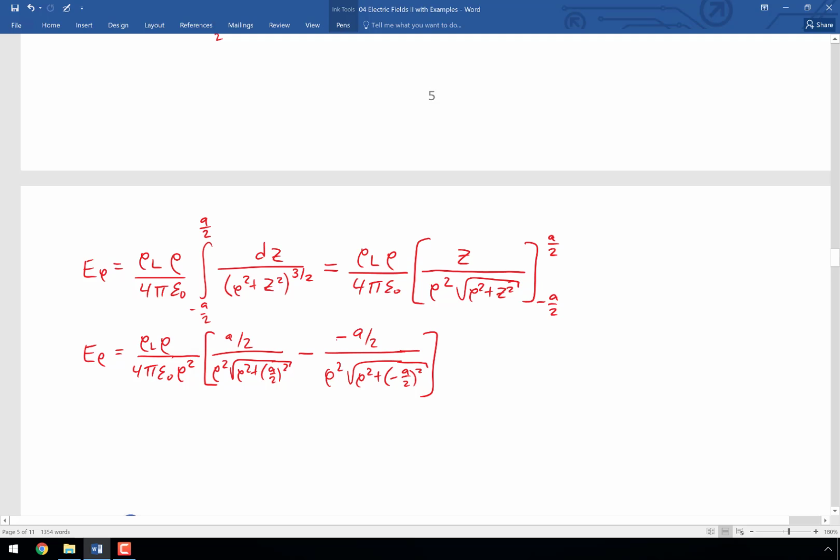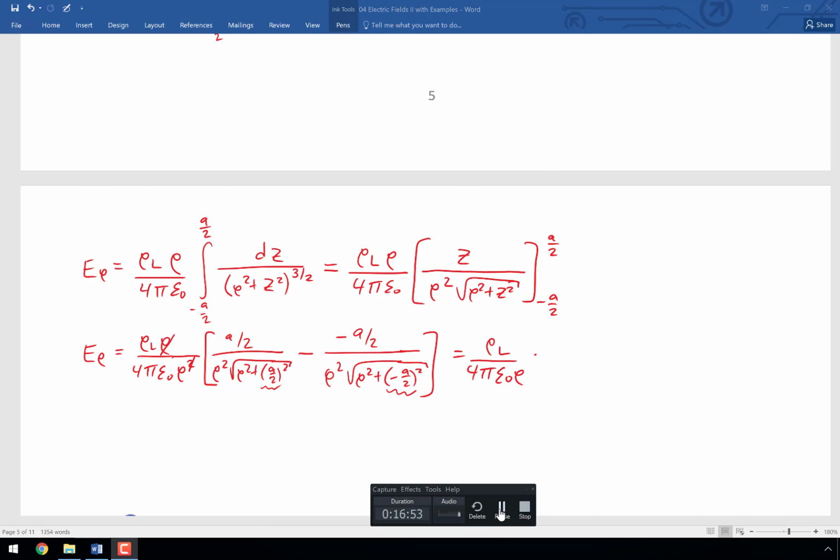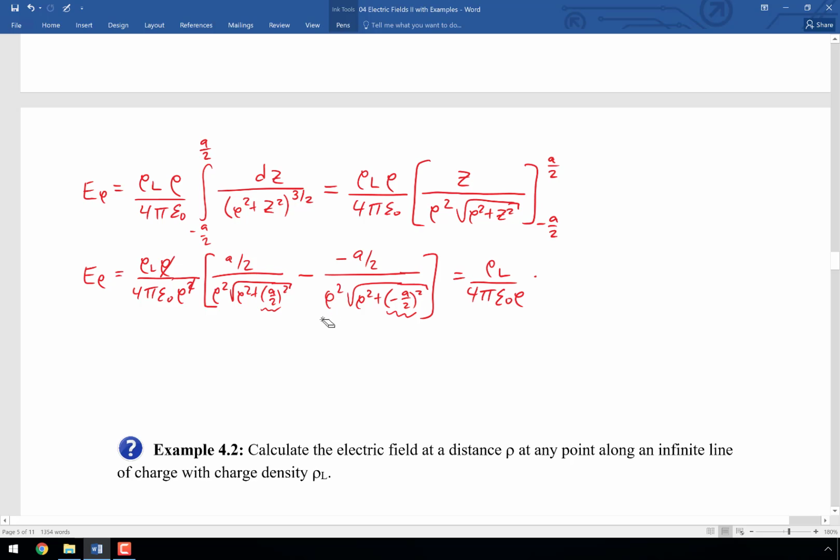It turns out that the two negative signs here are going to cancel each other out, and the denominators are identical. Of course, this term, the negative a over 2, the quantity squared, is the same thing as this term, the positive a over 2, the quantity squared. And I can also cancel this rho with that squared. So I'm left with rho sub L over 4 pi epsilon 0 rho. Oh, I see that I accidentally included the rho squared here twice. So that should not be there, and that should not be there, because we already included it right here. I'm going to have then 2 times a over 2 divided by the square root of rho squared plus a over 2, the quantity squared.